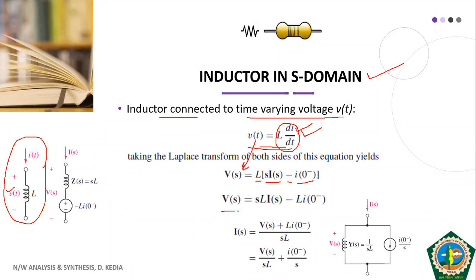If we simplify, this is what we get. Vs is equal to sLIs minus LI0 plus. Okay, so what does it indicate? This was our normal representation of the circuit. In the Laplace domain, what will happen?